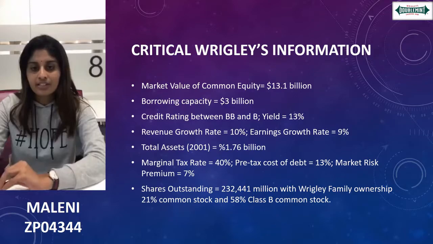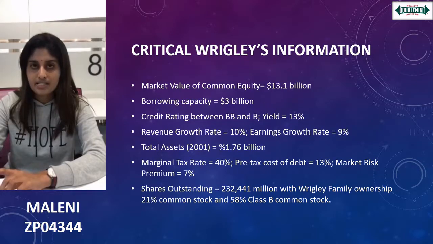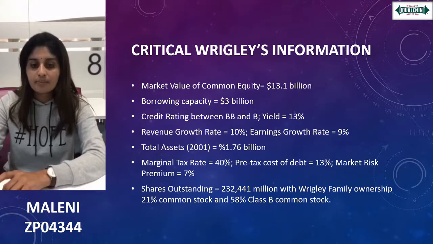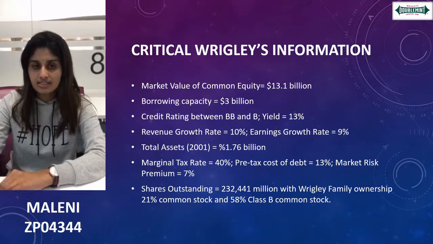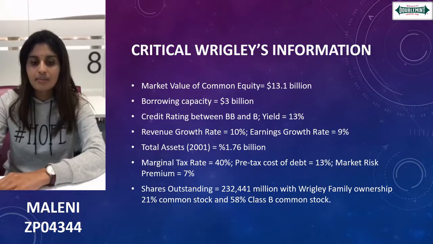So, there are 5 critical problems with Wrigley's data. First is the borrowing capacity, which is 3 billion. Credit rating between BB and B, yield is 13%. Revenue growth rate is about 10%. Earnings growth rate is 9%. Total assets is about 1.76 billion, whereas the marginal tax rate is 40%. Pre-tax cost of debt is 13%. Market risk premium is 7%.